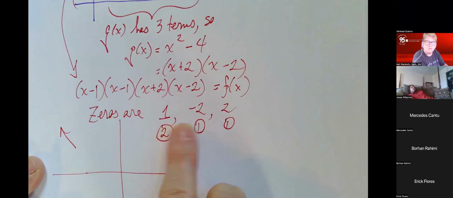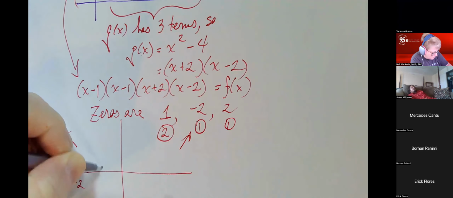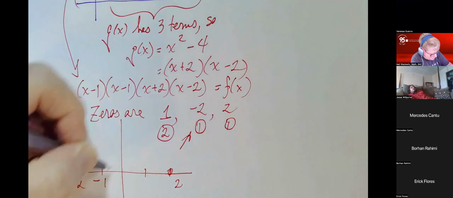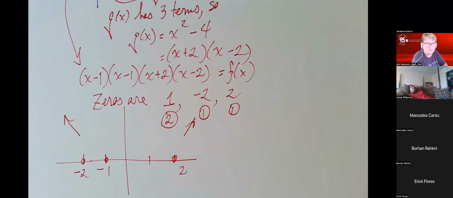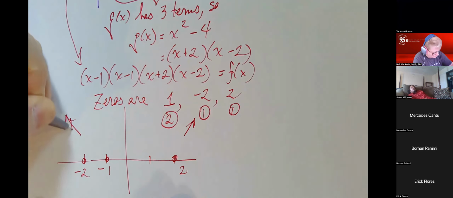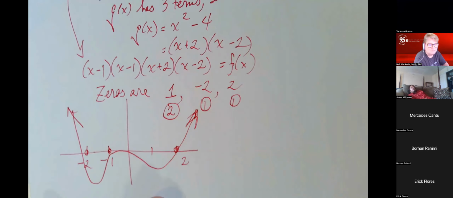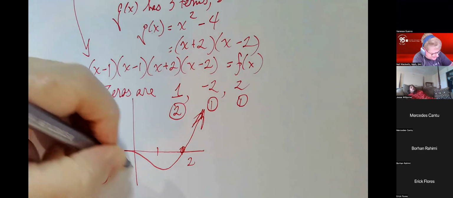The zeros are at 1, -2, and 2. And what does it do at -2 and 2? It goes through it. And at 1? It touches it. And then same for +2. Oh no, yeah, it's odd. This is supposed to be touching, but yes, very good.